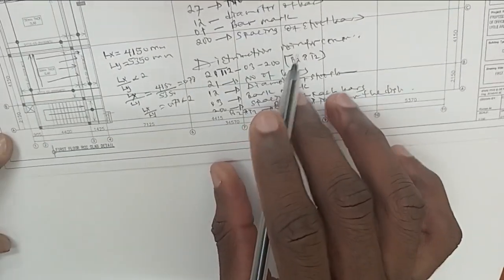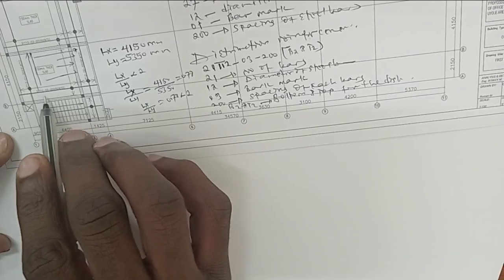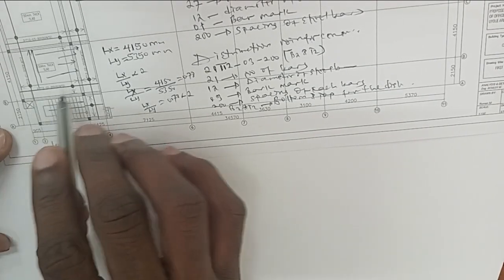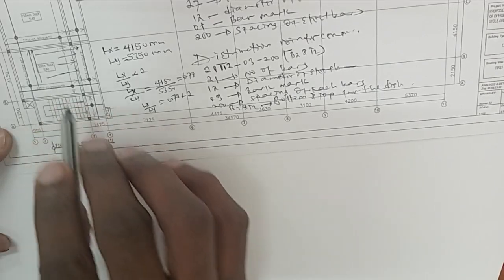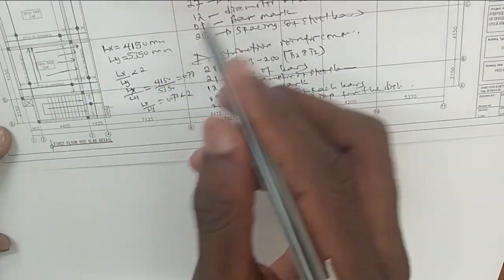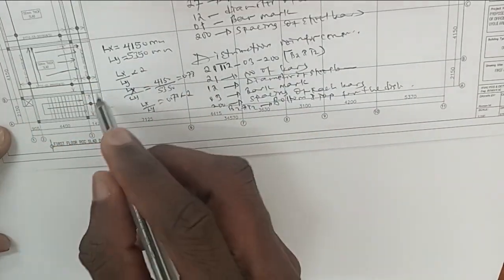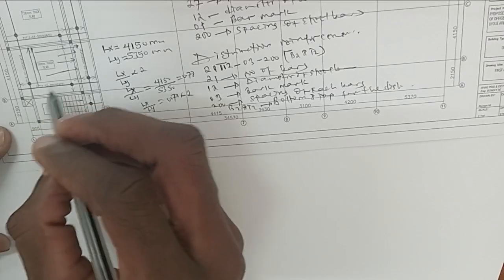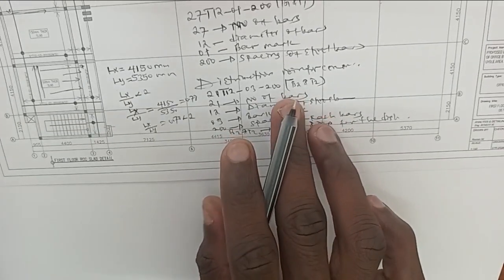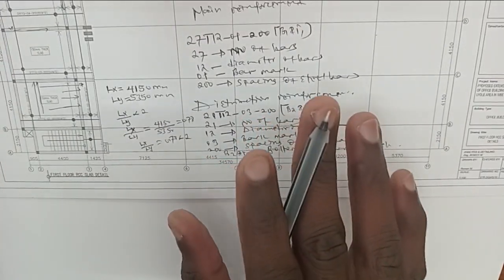So if it is a two-way slab, the distribution reinforcement, which is placed horizontally along the long span, is used to distribute loads. So the loads for the two-way slab are distributed in both directions, horizontally and vertically. This is the best way on how to read a structural drawing for the slab.